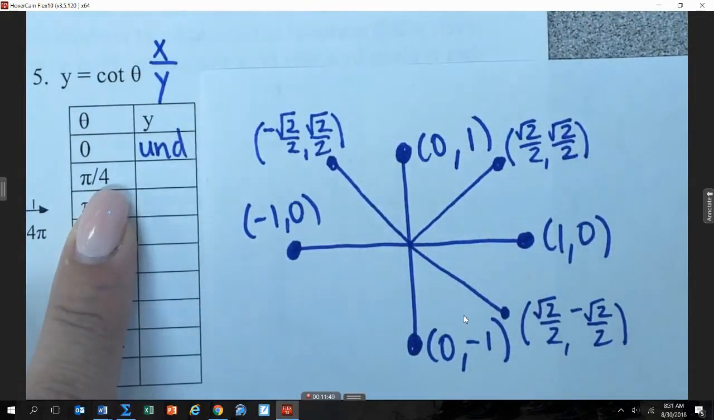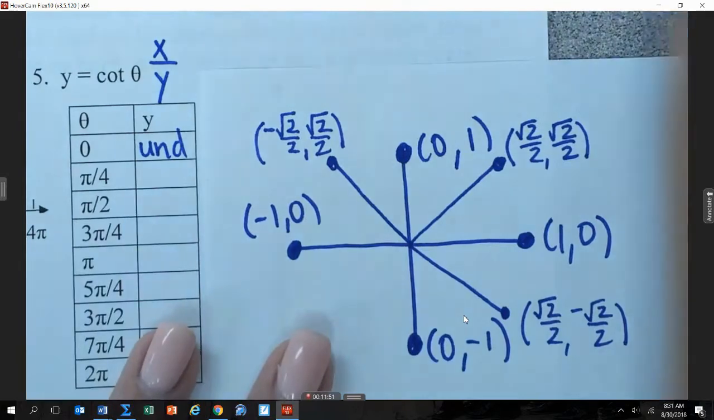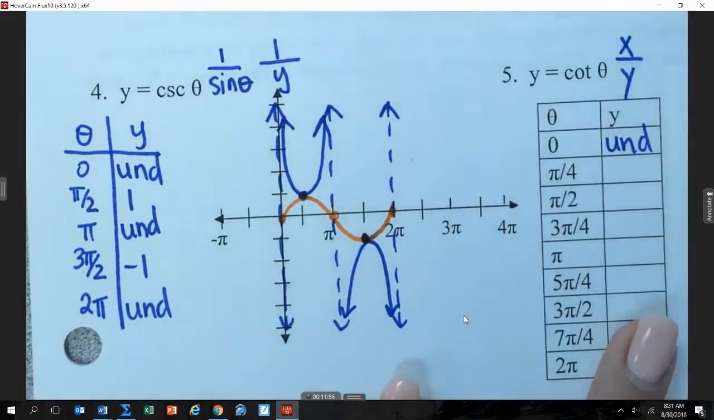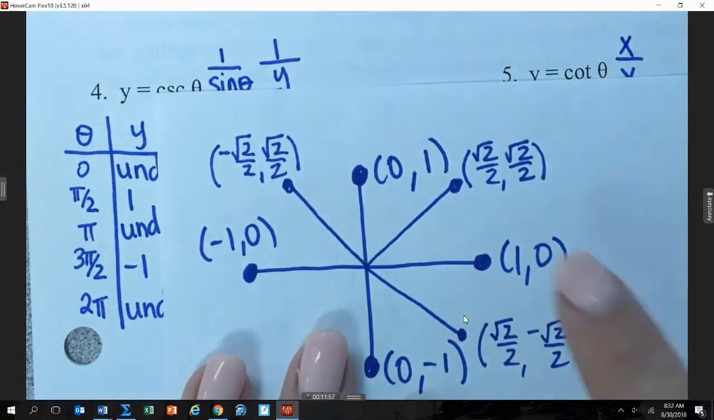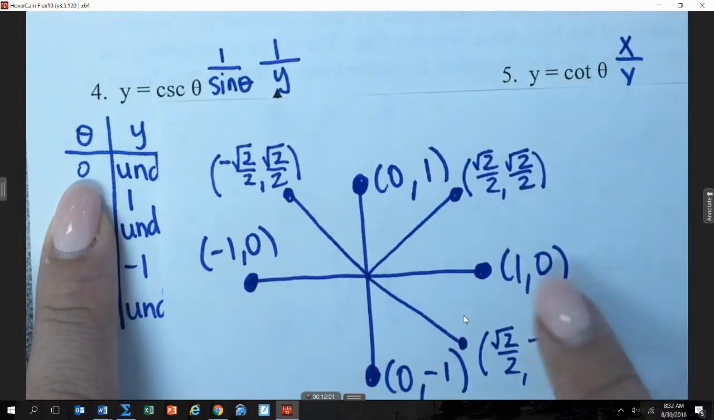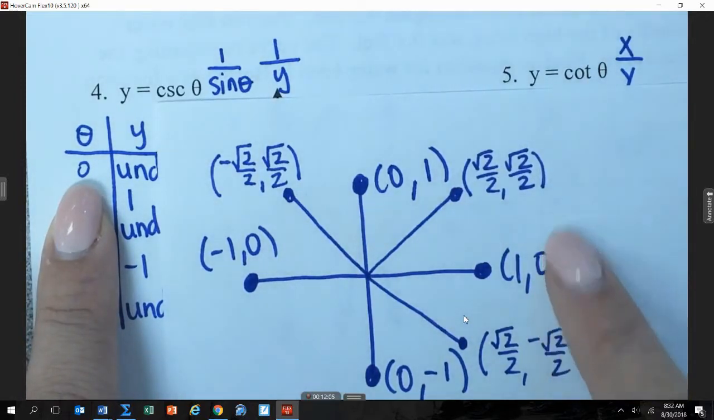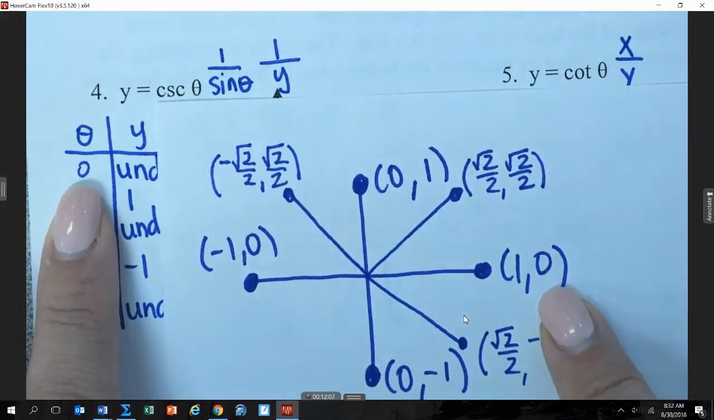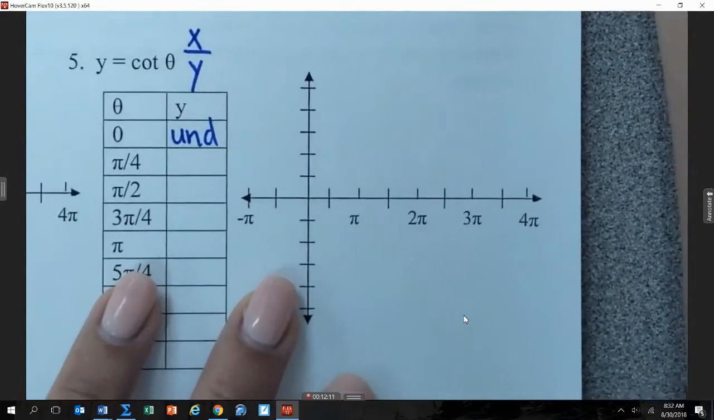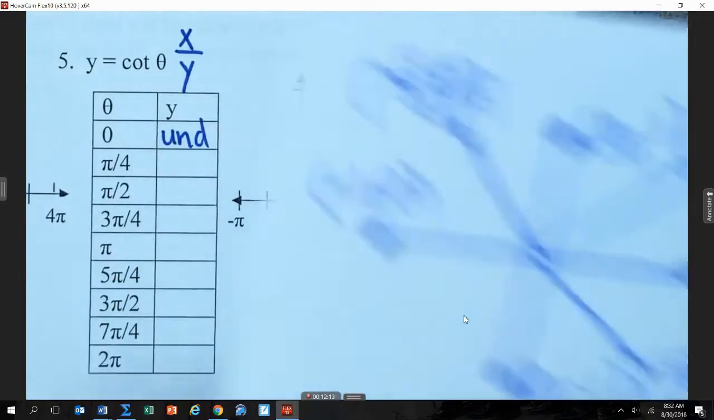Yep, Kristen? So I have a question for the last one. How did you get undefined for 0? So for 0, we're looking at cosecant as 1 over y. My y value at 0 is 0. Okay. So if I do 1 over 0, that's where I got undefined. Yep.